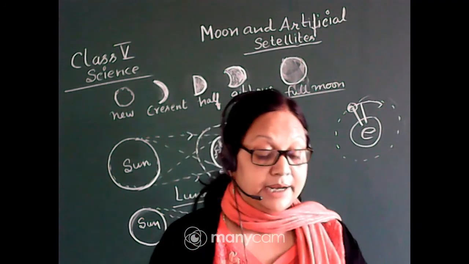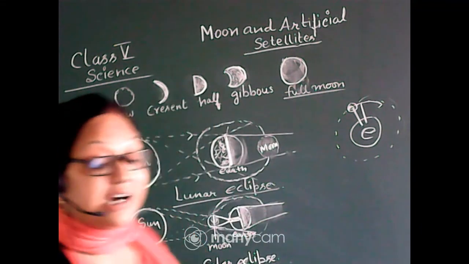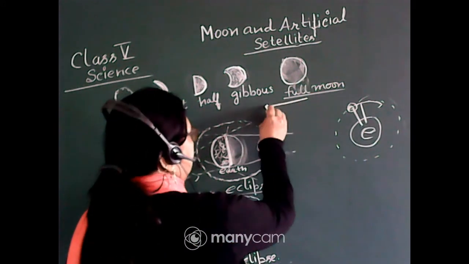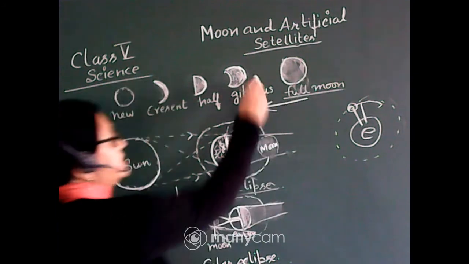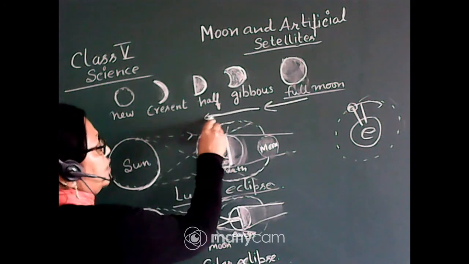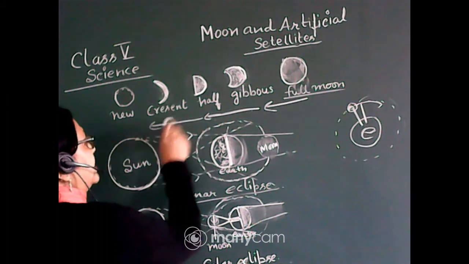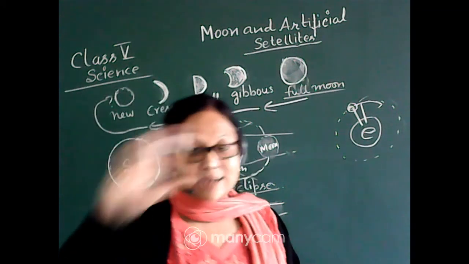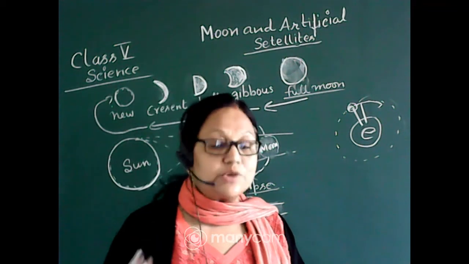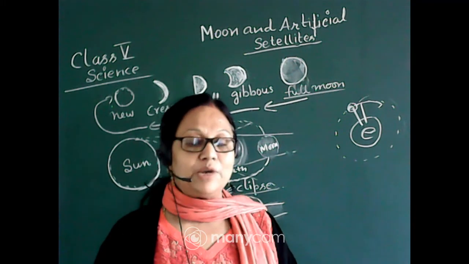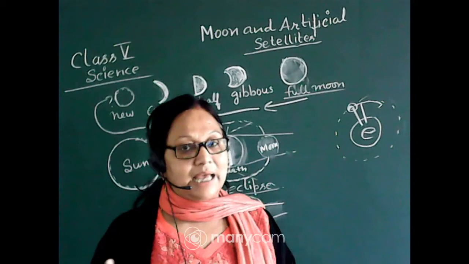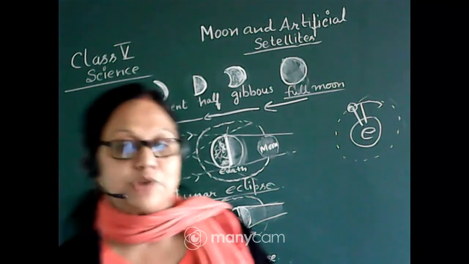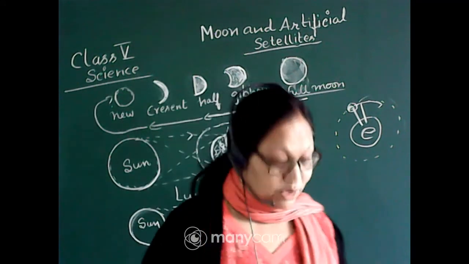Now again it will reverse back the position, meaning from the full moon it will start. The full moon reduces to the gibbous moon, the gibbous moon reduces to the half moon, the half moon reduces to the crescent moon, and the crescent moon again comes to the new moon. Purnima comes once in a month, and Amavasya also comes once in a month. The whole process takes 27 and 8 days, or you can say almost 28 days.